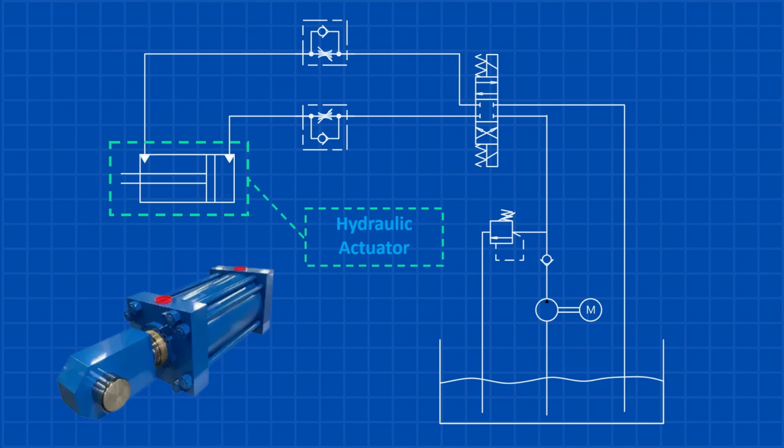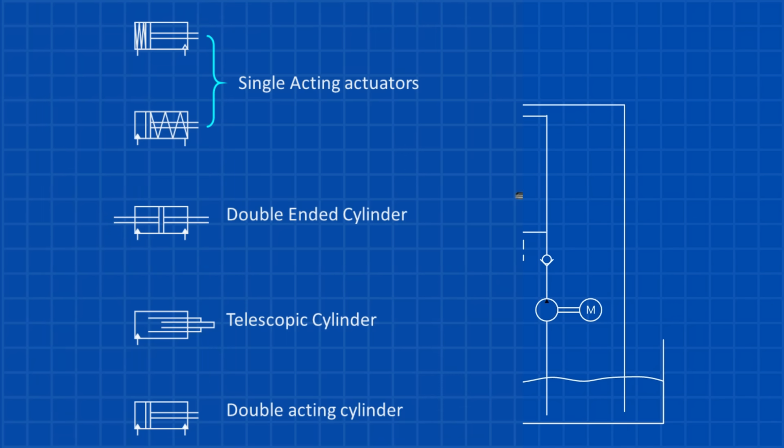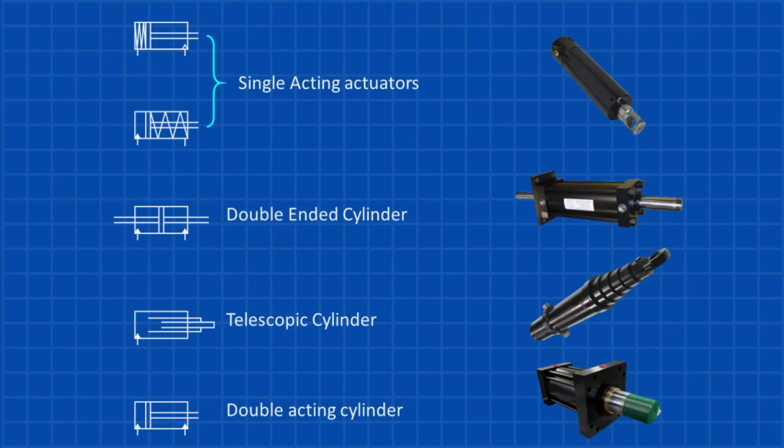Next up is the hydraulic actuator, or cylinder. It takes fluid power and turns it into linear motion. But how many types of actuators are there? There are 4 main types of hydraulic actuators, each designed for specific tasks. 1. Single-acting hydraulic actuator. This type moves in one direction using hydraulic pressure, and then a spring or gravity brings it back to its starting position.